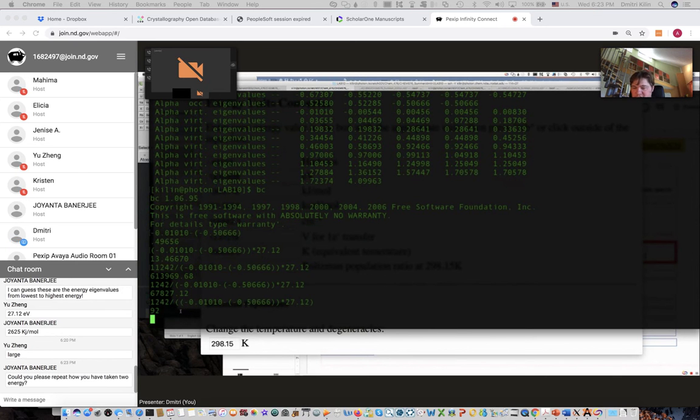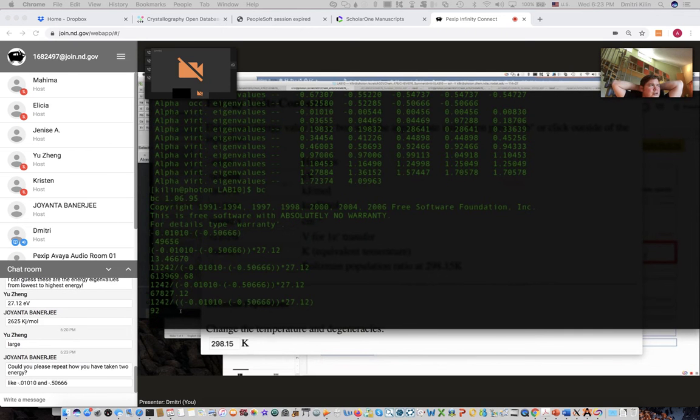And indeed, I see the question from Joyanta. I will repeat. Indeed, Hartree-Fock is not the most accurate method. It's accurate only in a qualitative sense, but for exact numbers, today we have much better methods. We are practicing a lot with Hartree-Fock because there are justifications for all steps. So the question from Joyanta: could you please repeat how you have taken the two values of energy?